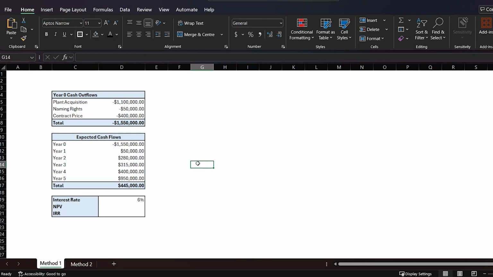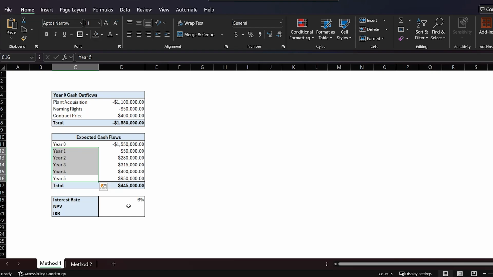So to start off, let's look at our cash flows through the years. We initially make a capital expenditure of about 1.55 million in order to acquire this business. Over the following years, we have expected cash flows of 50,000, 280,000, 315,000, 400,000, and 950,000. The total of this difference is 445,000, but obviously we have to discount it to its present value in order to get the net present value.